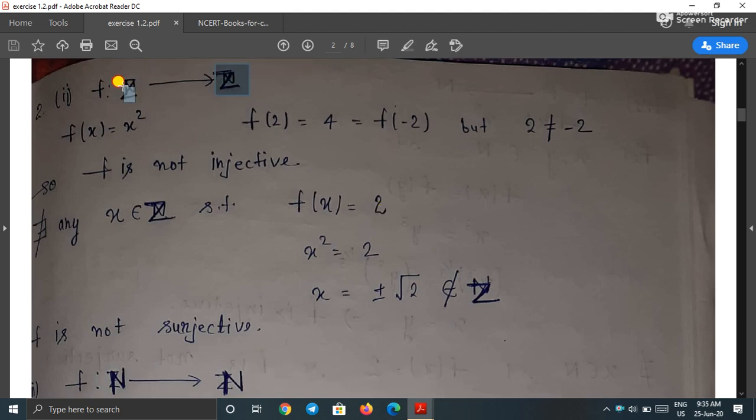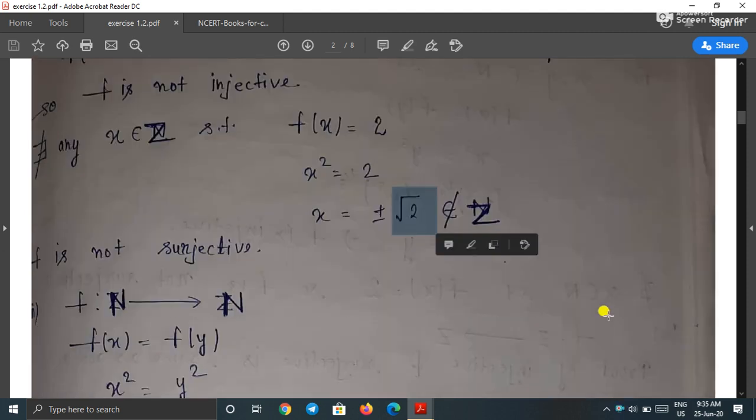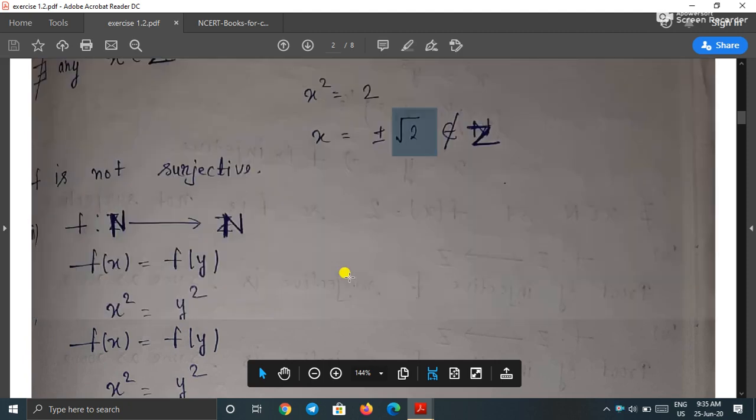कोई भी ऐसा इंटीजर आपको नहीं मिलेगा जिसकी इमेज 2 हो जाए, या हम इसको दूसरे टाइप से ऐसे भी कह सकते हैं 2 की आपको कोई भी प्री इमेज नहीं मिलेगी, क्योंकि 2 इमेज बनेगा square root of 2 की, and square root of 2 is not an integer. Square root of 2 is an irrational number, sorry. So the function is not surjective.